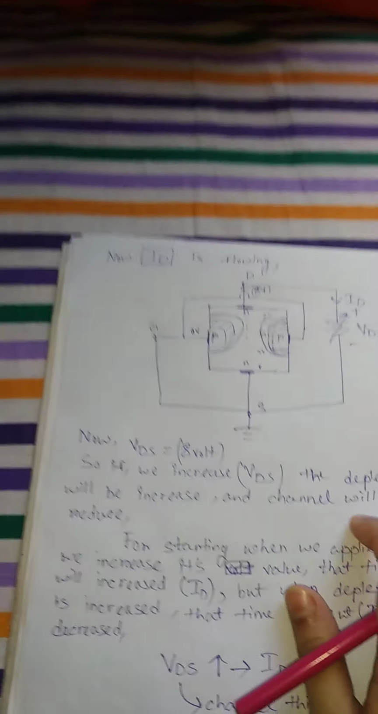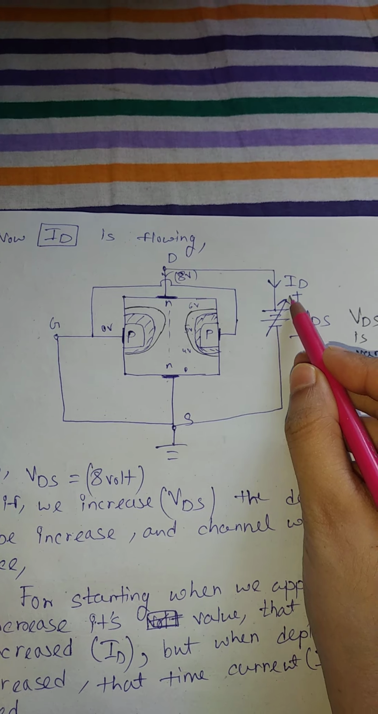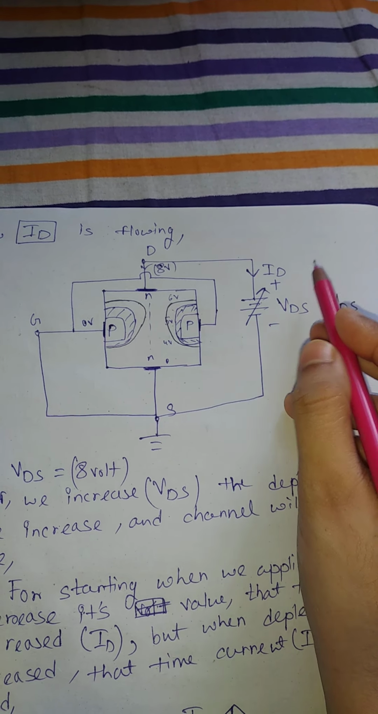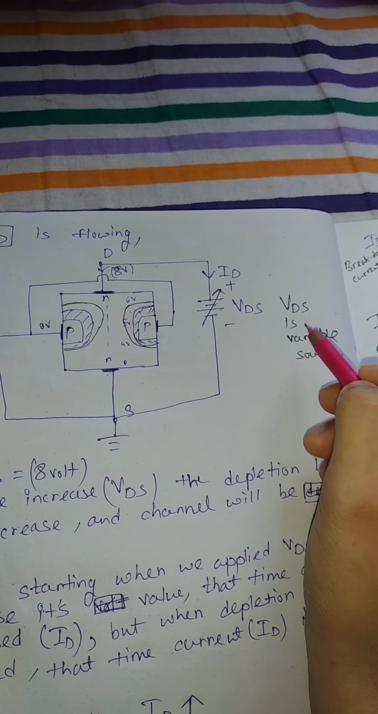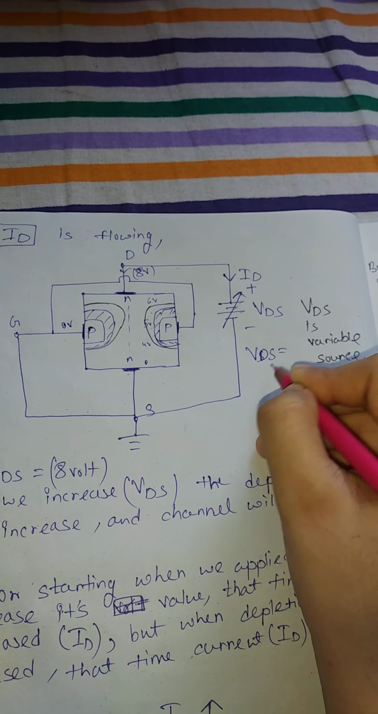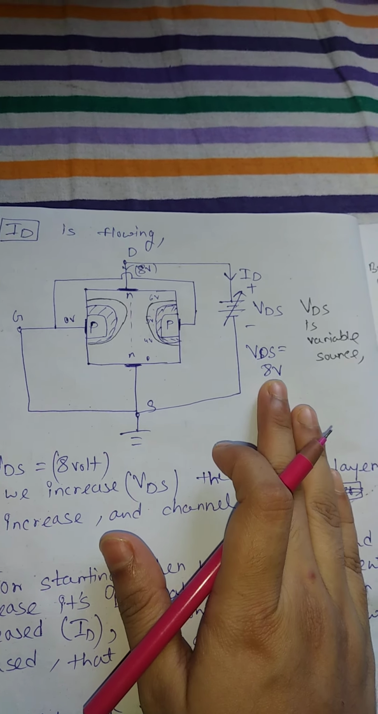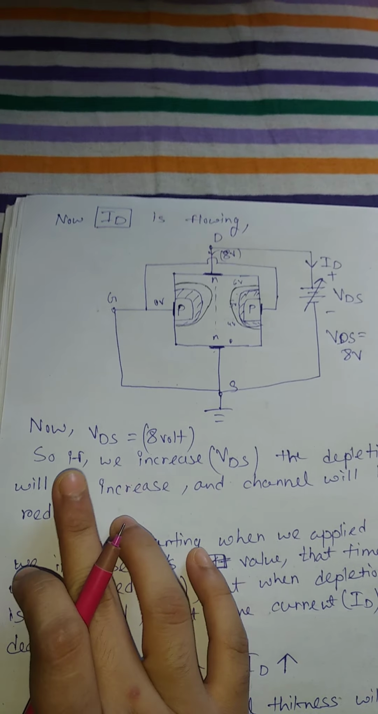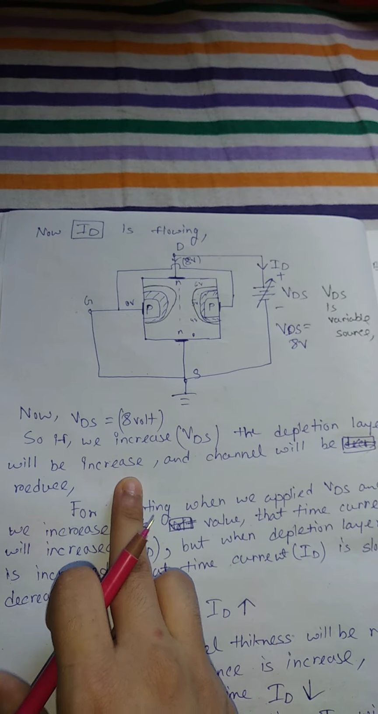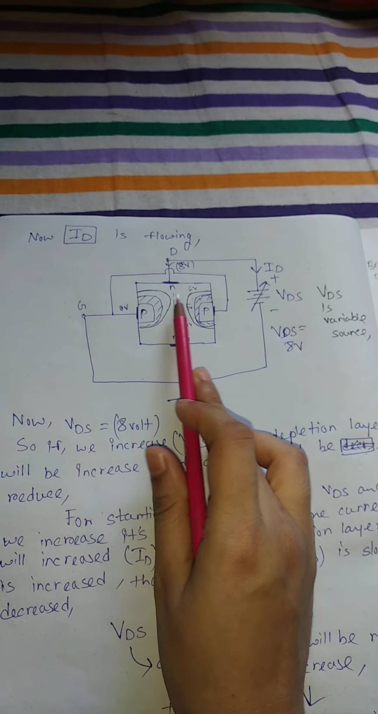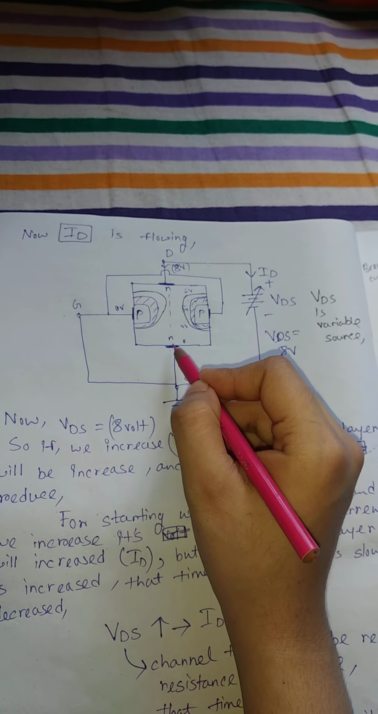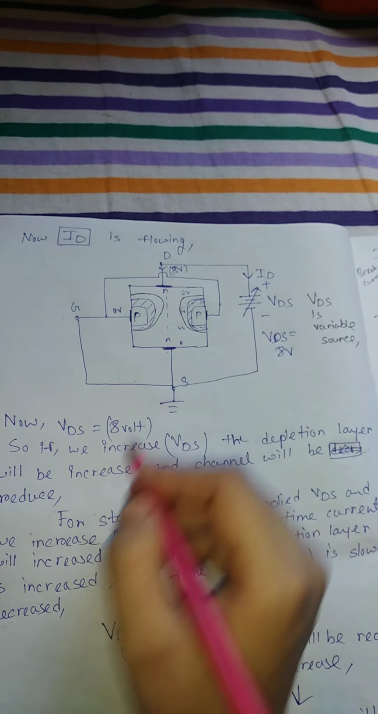Then I say that this VDS is variable. Variable means I can change it easily, either increase or decrease. So suppose now VDS is variable, and VDS equals 8 volt. When VDS equals 8 volt, if we increase VDS, the depletion layer will increase. Of course, if it increases, the depletion layer will increase and the channel will be reduced. Channel means the channel for free electron flow is reduced.